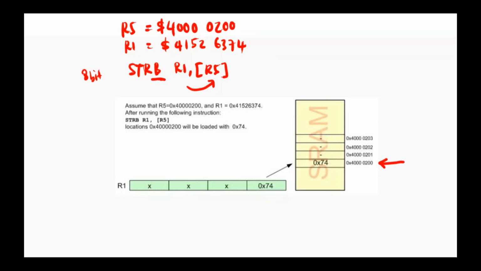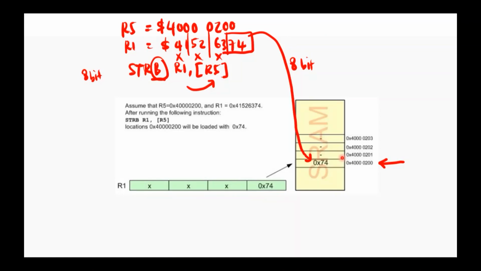Now, since this is your R1, you divide your R1 into 4 bytes: 74, 63, 52, 41. Since this is a byte store, you take the least significant byte and put it to this address. Only 8-bit data will be stored to this address. What about 41, 52, and 63? You just ignore them. You just store this byte only, the 74, to this address. So this is for the STRB.